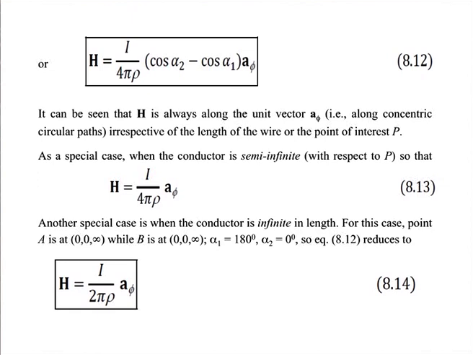Again, as a special case, if we take an infinitely long conductor, then point A becomes 0 0 minus infinity while point B becomes 0 0 infinity. Under such a case, alpha 1 is equal to 180 degrees while alpha 2 is equal to 0 degrees. Under such a case, the value of H comes out to be I upon 2 pi rho into a phi.